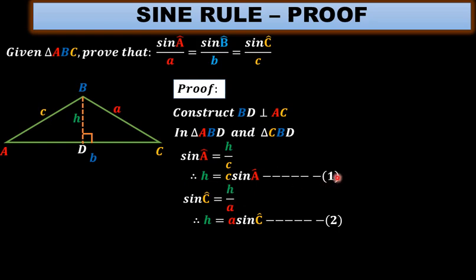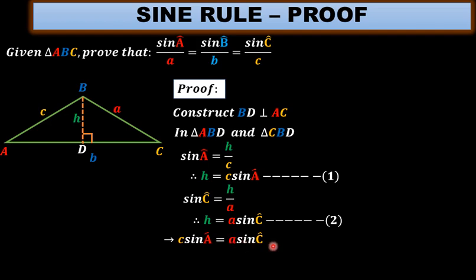So now let's check equation number 1 and equation number 2. The expressions on the right-hand side, c sin A and a sin C, are both equal to the same variable, which is h. So mathematically and logically, if both expressions are equal to the same variable, it means they are also equal. Because h is equal to h, it means c sin A is equal to a sin C.